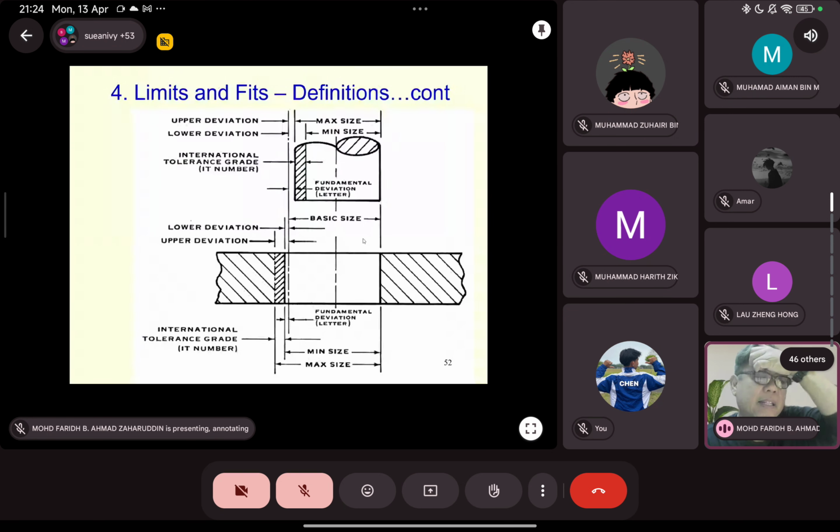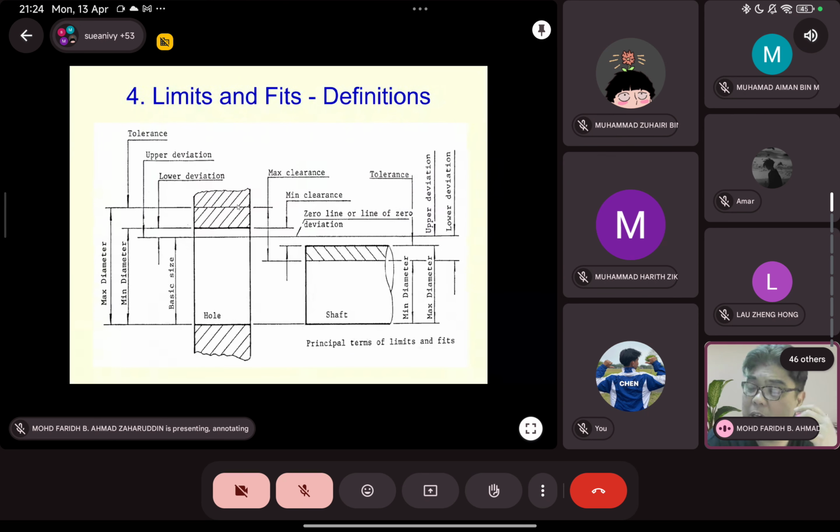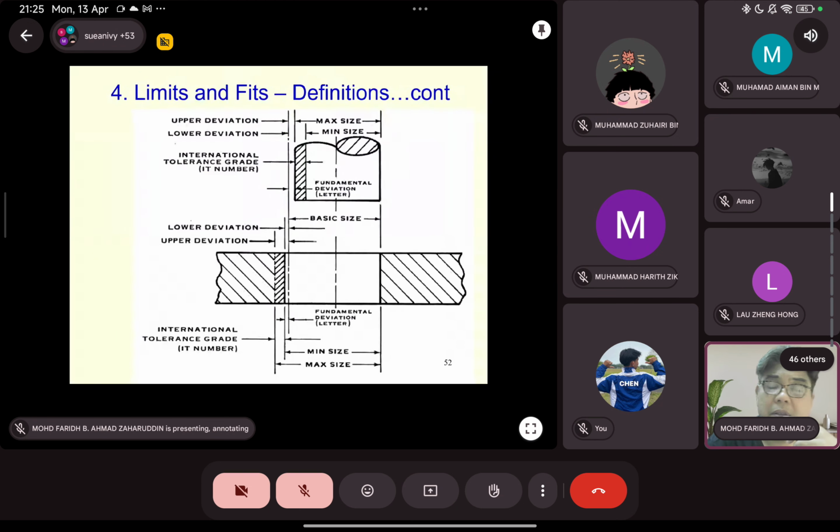And there is a minimum clearance as well. It shows the minimum clearance. This is the clearance fit. Minimum clearance is between the lower limit of the hole and the upper limit of the shaft, and the maximum clearance is between the upper limit of the hole and the minimum limit of the shaft. Same, this is the other direction.